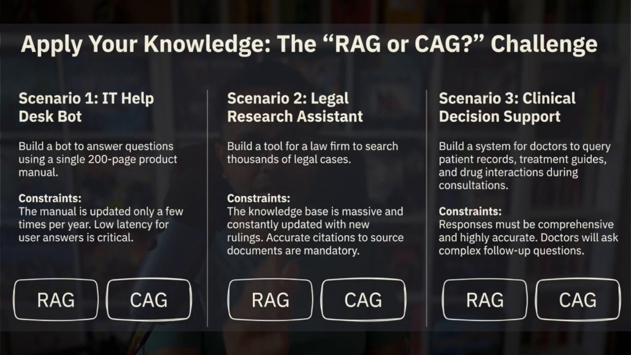Scenario 2 is a legal research assistant. Build a tool for law firms to search thousands of legal cases. And this can be from many legal documents. It can be from legal websites where the information is stored, or proprietary legal documents as well, right? Scenario 3 is clinical decision support. Build a system for doctors to query patient records, treatment guides, and drug interactions using consultations. So you can pause for a minute and give it a thought.